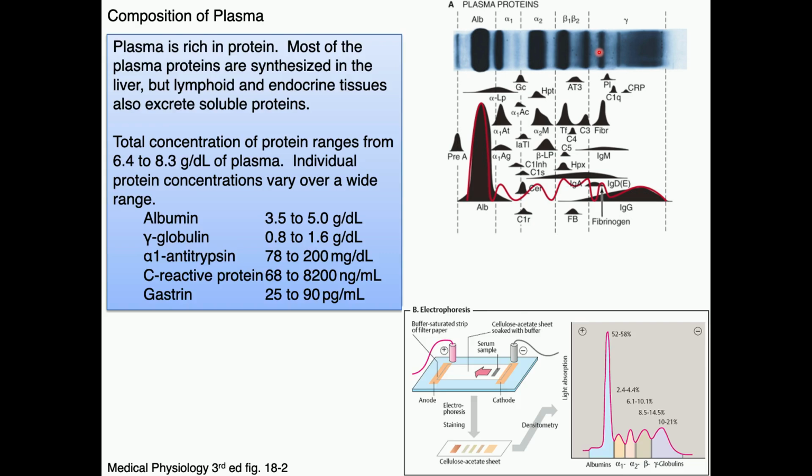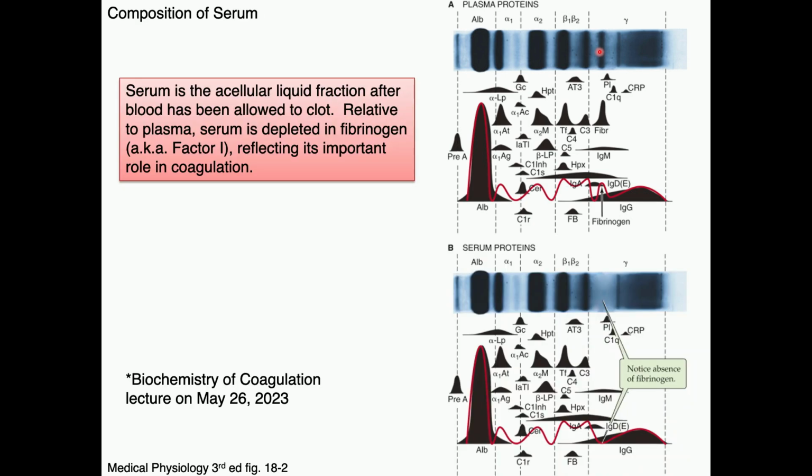So if you just let that sample of plasma sit, or if you add some positive charge to it to accelerate the coagulation process, you're going to lose that fibrinogen band.